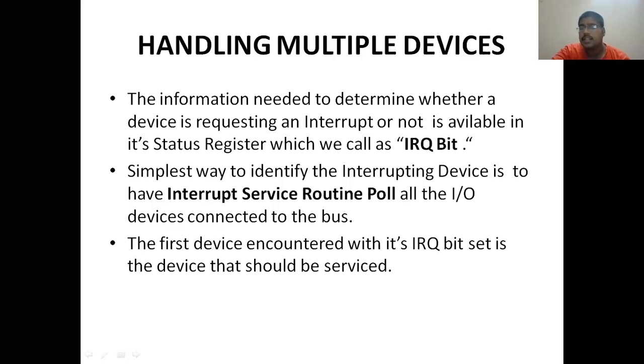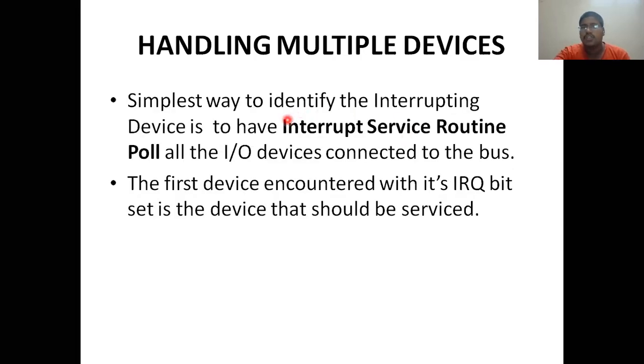That means if more than 2 interrupts take place, then our processor will execute the device which it encounters first. It goes on searching devices one by one. Whichever device's IRQ bit our processor identifies first, that particular device is going to be serviced first. Then only the next device is going to be serviced, and after that the next device. So this is the phenomenon of handling multiple interrupts. That's what they have told.